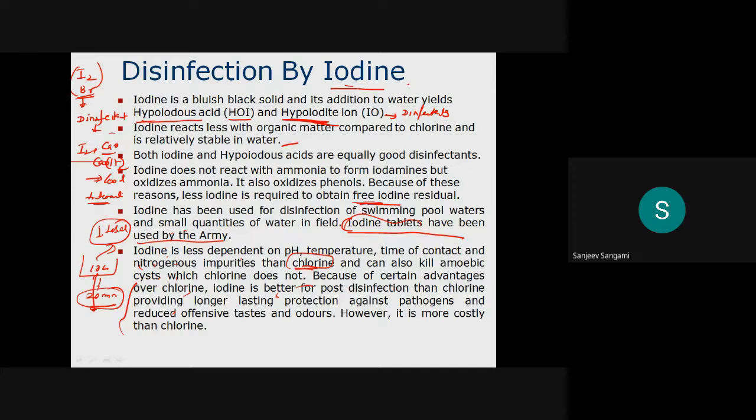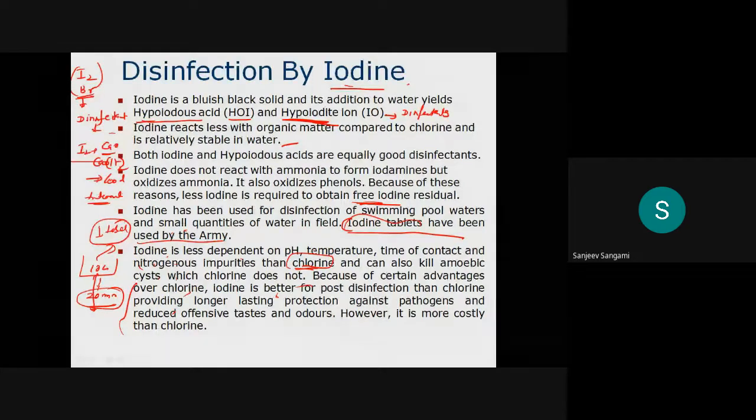But when you are using chlorine in your water treatment process, it is a must to analyze the pH, temperature, time of contact, and nitrogenous impurities. Iodine also kills amoebic cysts. So if amoeba is there, that is going to be killed. Almost all the pathogens which are present in water are going to be killed.